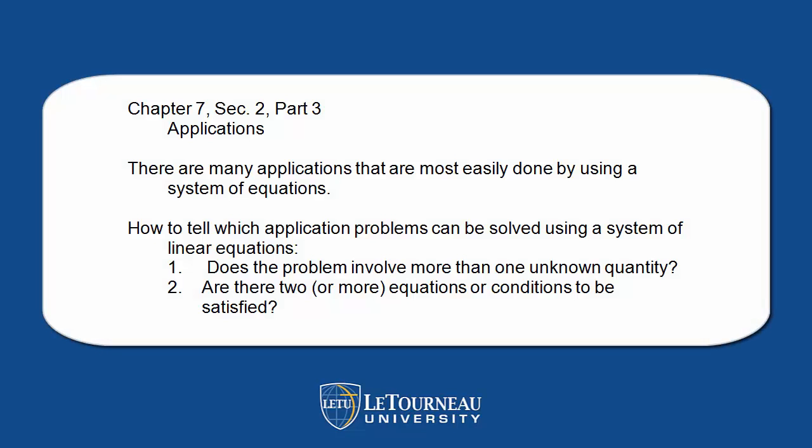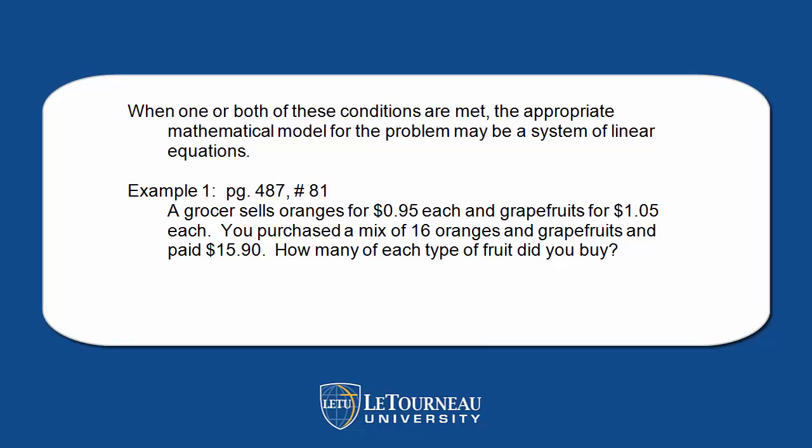Let's look at some applications. How do you tell which application problem can be solved using a system of equations? You first read it, and then you decide, does the problem involve more than one unknown quantity? And secondly, can you find two or more equations in that problem that need to be satisfied?